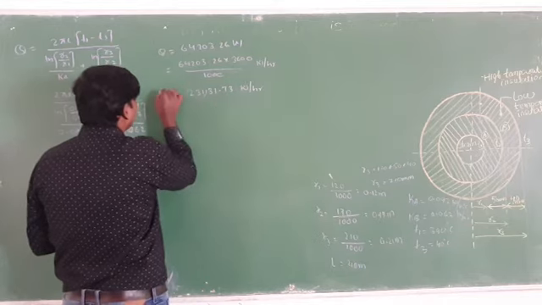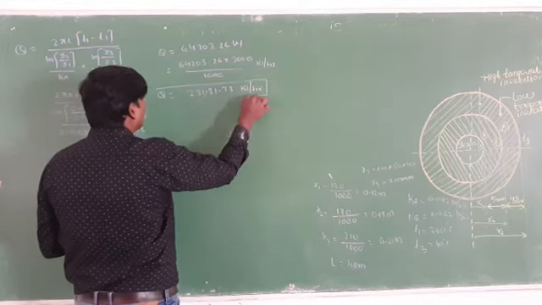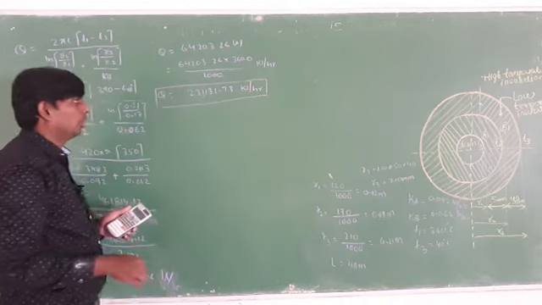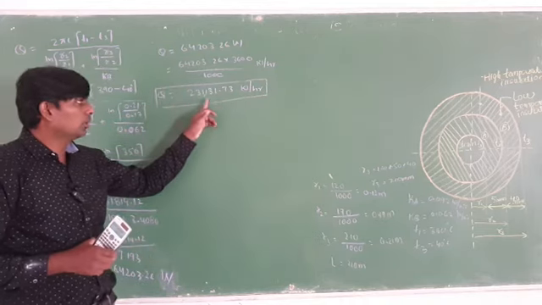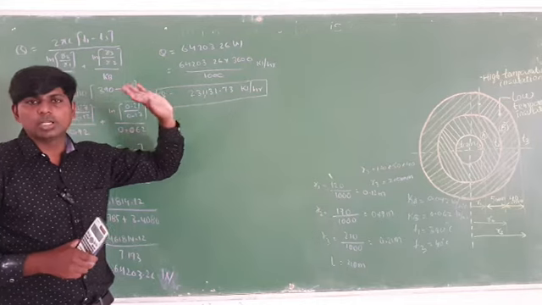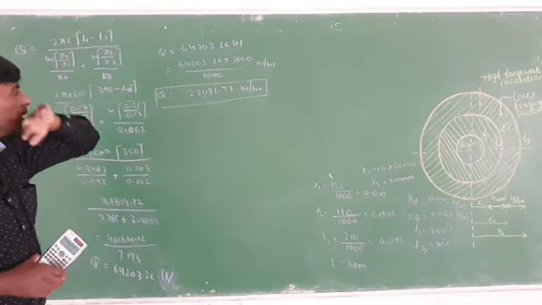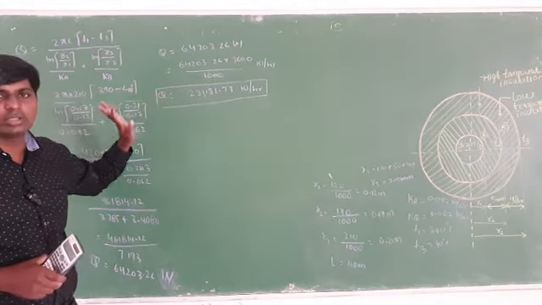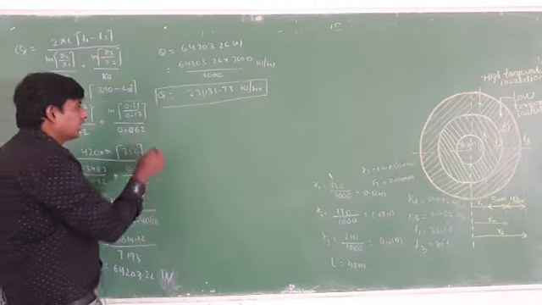This one is known as the kilojoule per hour. Q is equal to 231131.73 kilojoule per hour. This is the value. After getting this value, the second bit he is asking.